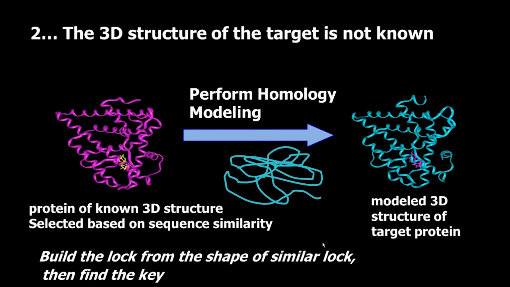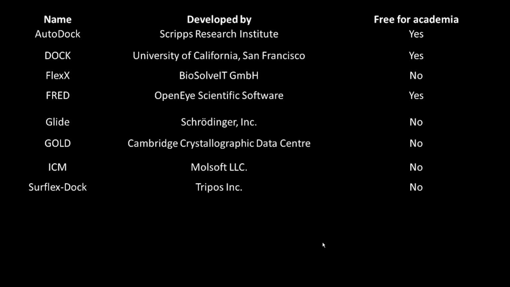Once I have the 3D structure, I do a refinement, and then I go into the docking of various ligands from a database into the active site of the created protein. There are many softwares, commercial and non-commercial. AutoDock is one of the best. It's free for academia, one of the best actually.